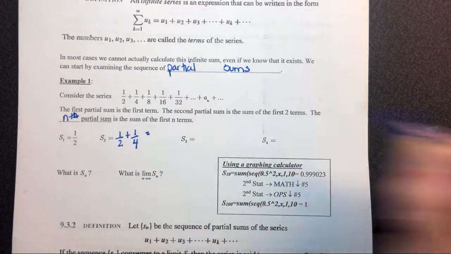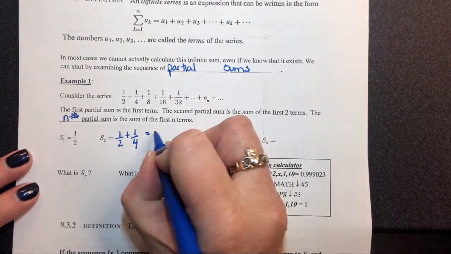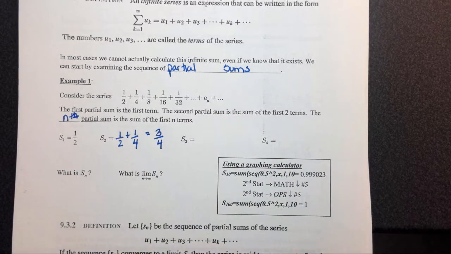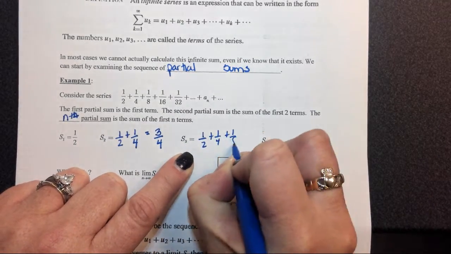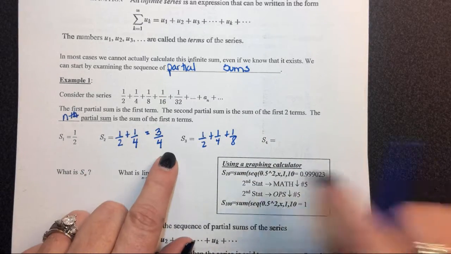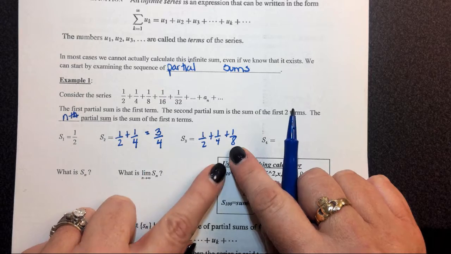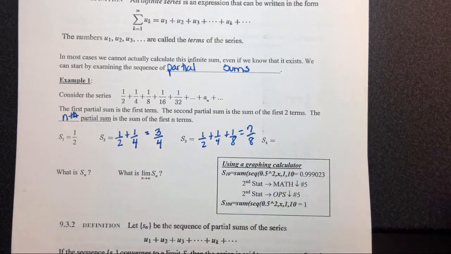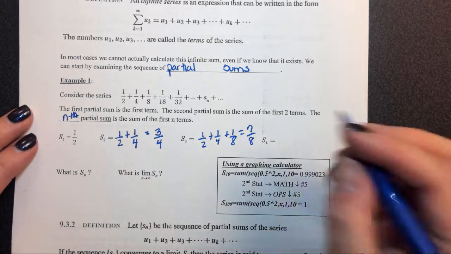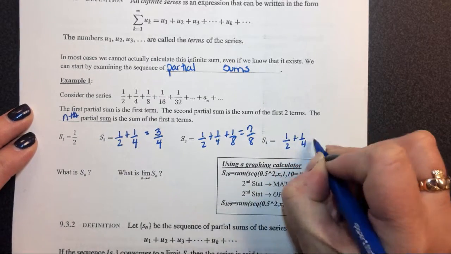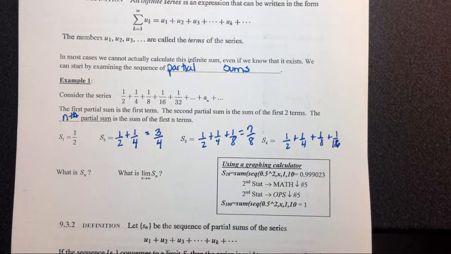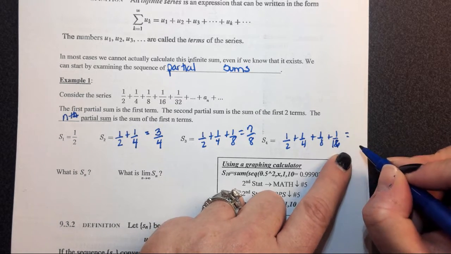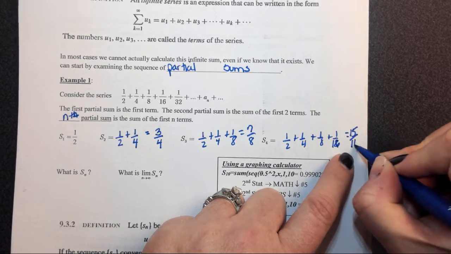So what is 1/2 plus 1/4? That's going to give me 3/4. The third partial sum would simply be the sum of the first three terms, 1/2 plus 1/4 plus 1/8. So 3/4 plus 1/8 will give me 7/8. And then your fourth partial sum would be just the sum of your first four terms. Any questions? When I ask you to calculate a partial sum, how do you do it? So your fourth partial sum is 1/2 plus 1/4 plus 1/8 plus 1/16. That would give me 15/16. Okay?